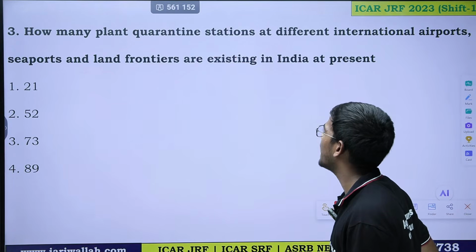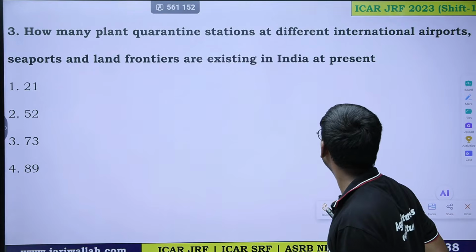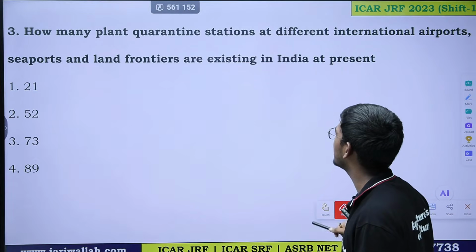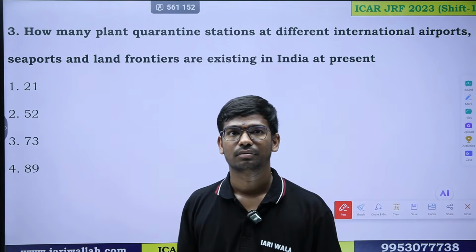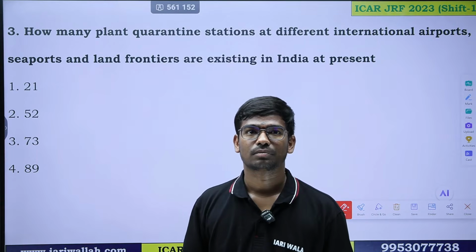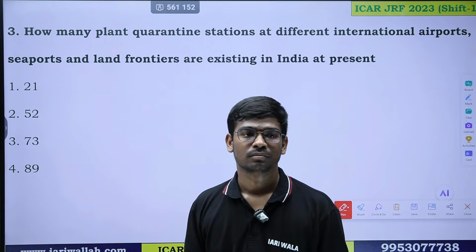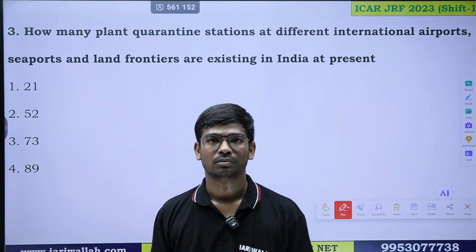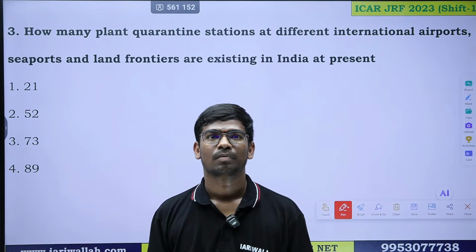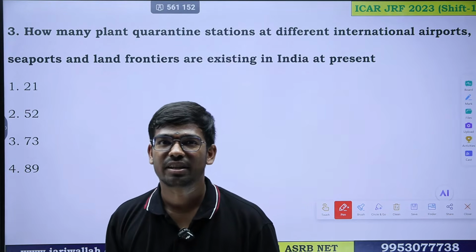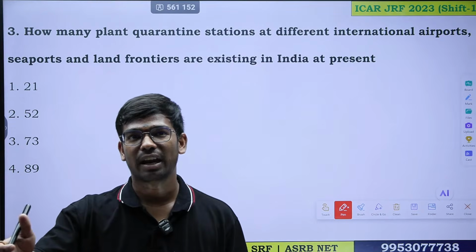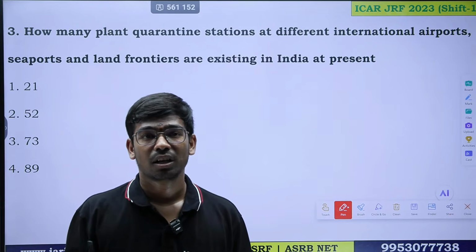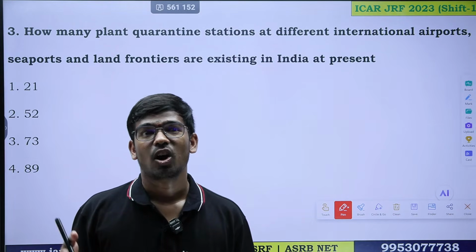How many plant quarantine stations at different international airports, seaports and land frontiers exist in India at present? Is it 21, 52, 73 or 89?